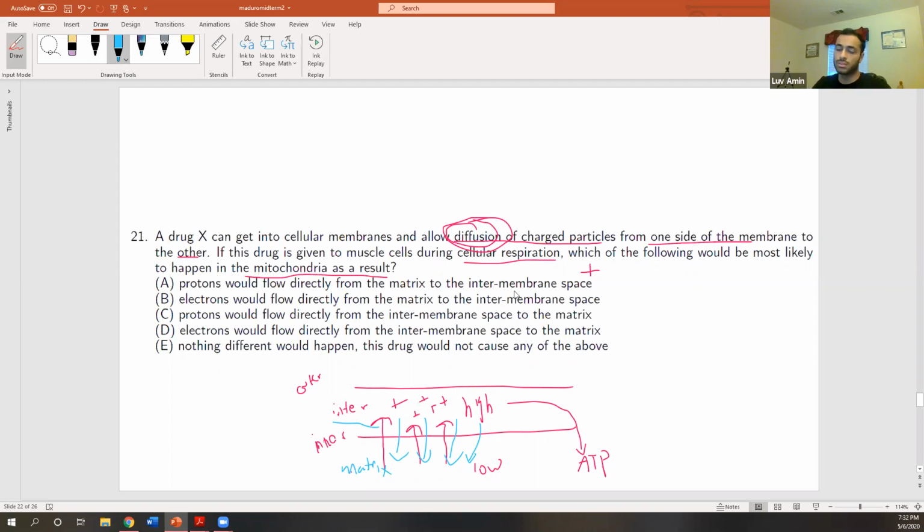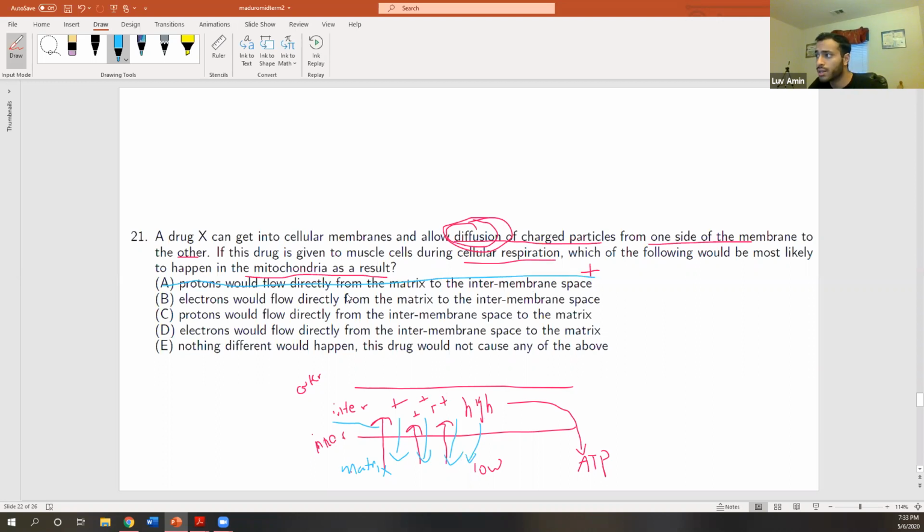So let's look at what answer choice encompasses this description. So 21, protons would flow directly from the matrix to the intermembrane space. Well, remember during normal cellular respiration, this is actually active transport, right? It's not diffusion. And we're trying to create a high energy concentration area here of protons. So this drug would actually do the opposite. So that's not our answer.